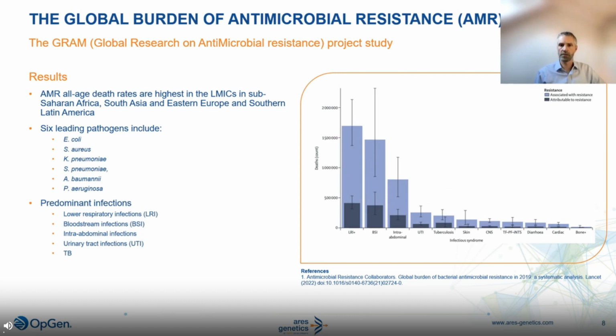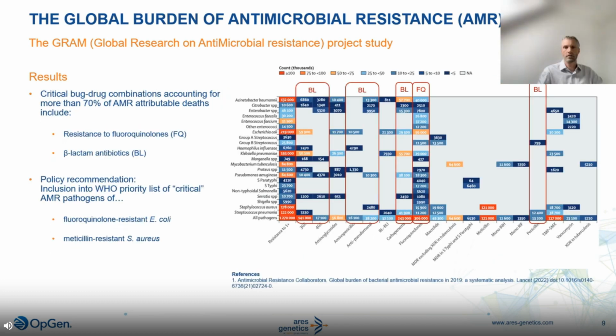The leading types of infections contributing to the AMR burden globally include lower respiratory tract infections, bloodstream infections, intra-abdominal infections, urinary tract infections, and TB. This figure explores the antibiotic treatment options that were critically impacted in their efficacy by AMR. The analysis showed that resistance to fluoroquinolones and beta-lactam antibiotics accounted for more than 70% of deaths attributable to AMR across pathogens.